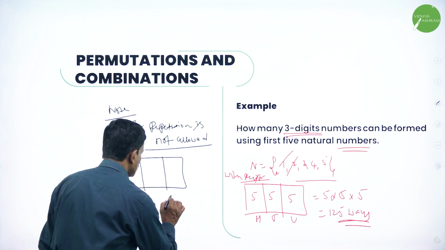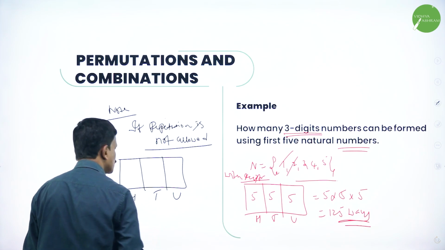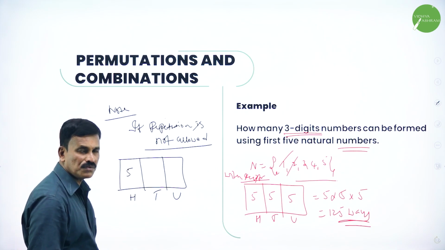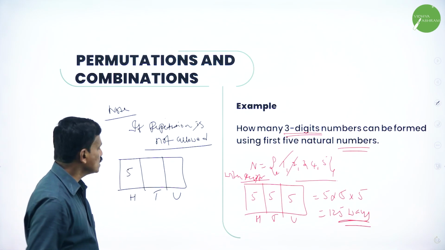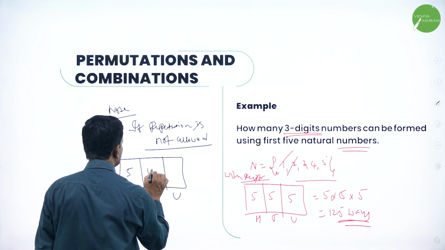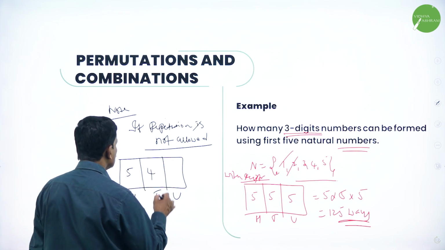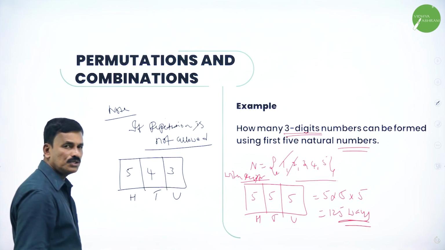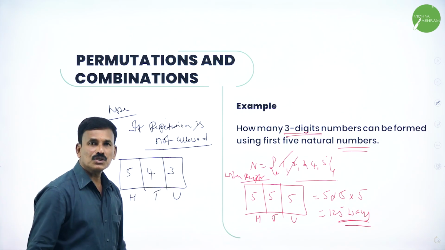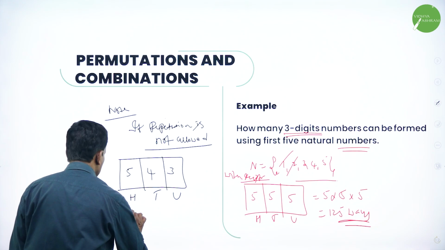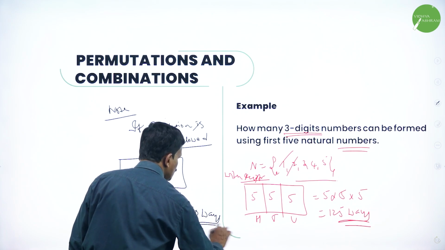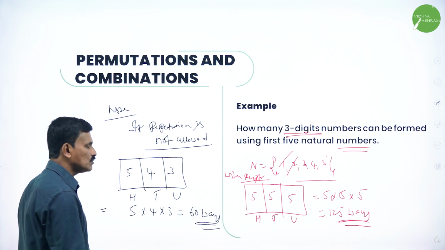Looking at the unit place, 10th place and 100th place: all the 5 numbers can be accommodated in the 100th place. Then one element is gone, so the remaining 4 can be filled in the 10th place, and with another element taken out, the remaining 3 can be filled in the unit place. So 5 in the 100th place, 4 in the 10th place and 3 in the unit place. Therefore the required number of numbers is 5 into 4 into 3, which is 60 ways. One is with replacement, another one is without replacement.